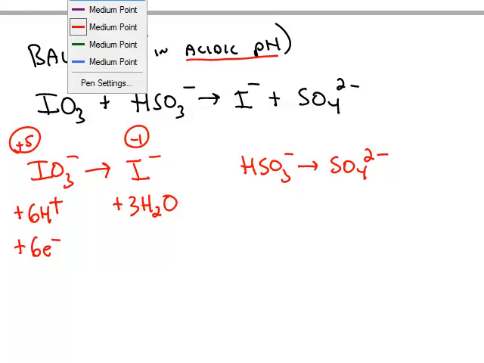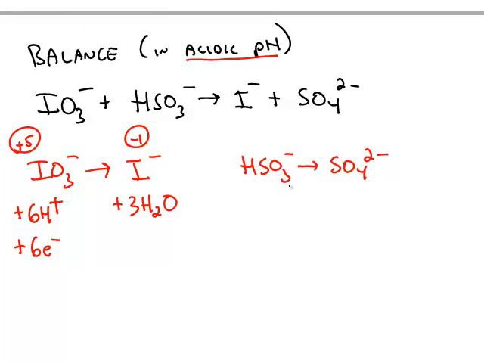We're going to do the same steps to the other half reaction. First we would balance the sulfur, which it already is. Then we would balance the oxygen, 3 on the left and 4 on the right, so we need to add 1 water to the left. That makes a total of 3 hydrogens on the left, so we have to add 3 H pluses to the right.